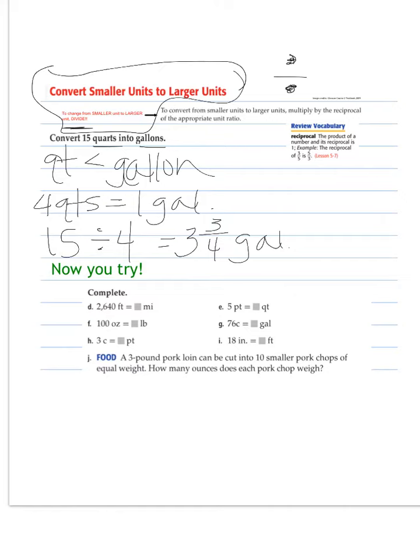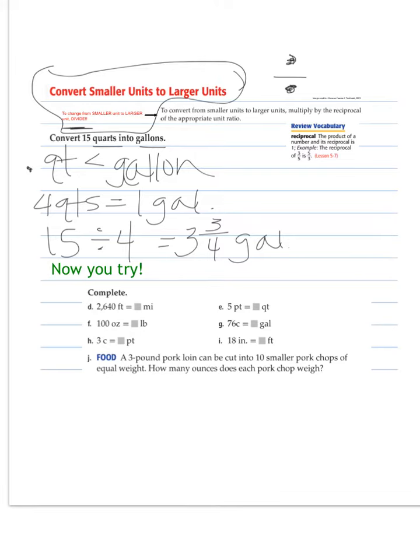I want you to go through and try these 7 problems in your notebook. And follow the exact same steps that I've been doing. Write it out and figure out if it's smaller or larger. Write the actual conversion, and then write the equation and the solution, and then come back and check your answers.